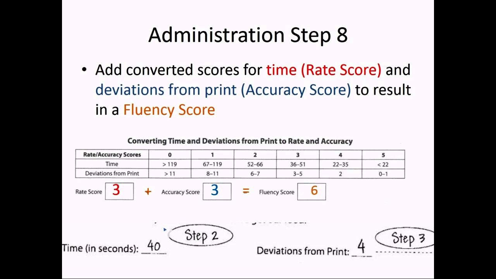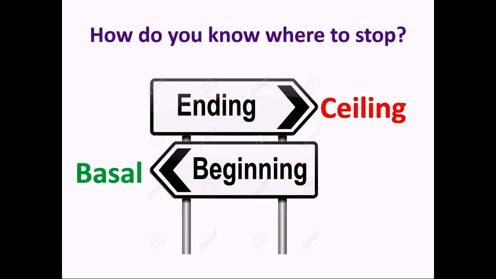So we're going to transform those raw scores into a rate score, an accuracy score, and a fluency score. So you'll have those 3 converted scores. All right, how do you know where to stop and how do you know where to begin? The ending point is called the ceiling. The beginning point is called the basal.